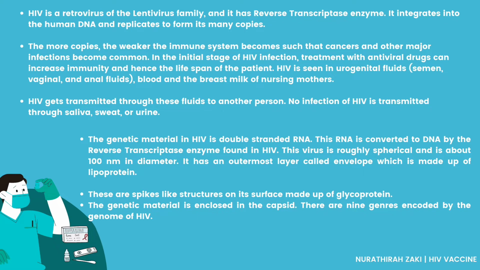The virus is roughly spherical and about 100 nanometers in diameter. It has an outermost layer called the envelope, which is made up of lipoprotein. There are spike-like structures on its surface made up of glycoprotein. The genetic material is enclosed in the capsid. There are 9 genes encoded by the genome of HIV.